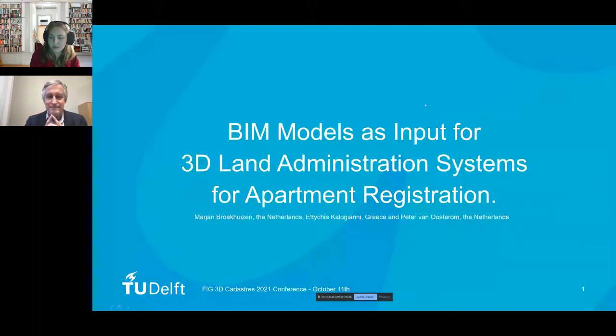I'm going to present today our research on BIM models as input for 3D land administration systems for apartment registration. This work was done together with Eftychia Kalogianni and Peter van Oosterom.